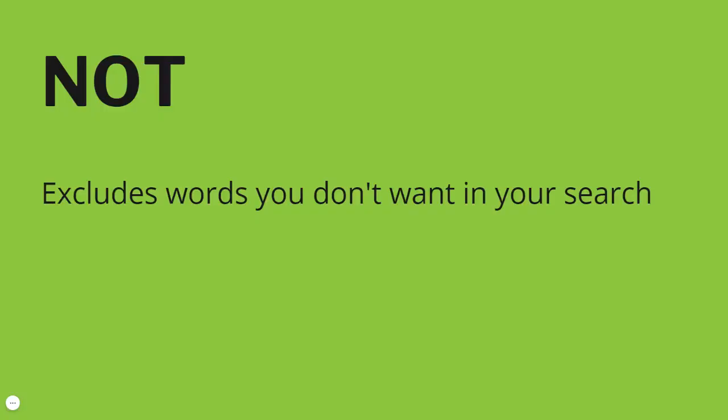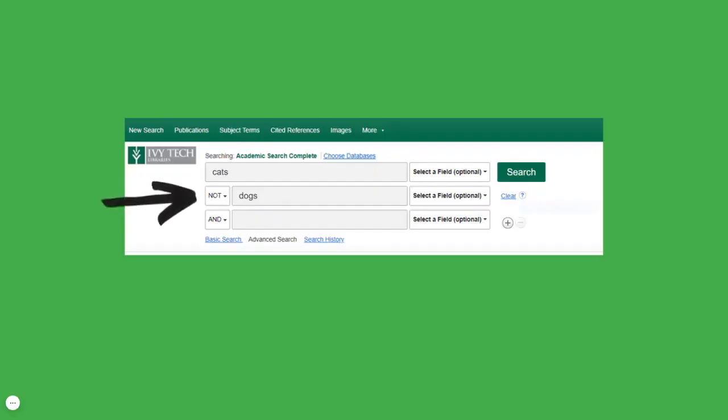Not excludes a word or phrase that you don't want in your search results. Not will narrow the search and tell the database to ignore the concepts that might be implied by your search terms. For example, if you want only to search for cats but not dogs, or cats but not kittens, using not will make that happen.